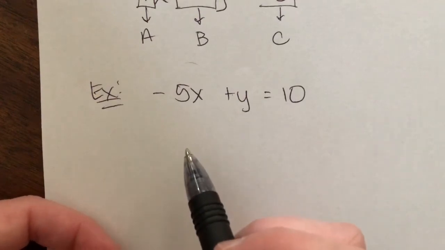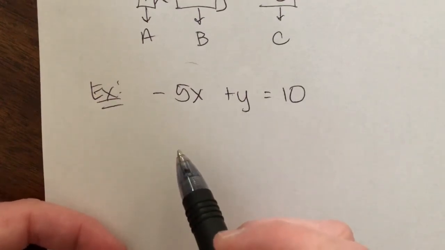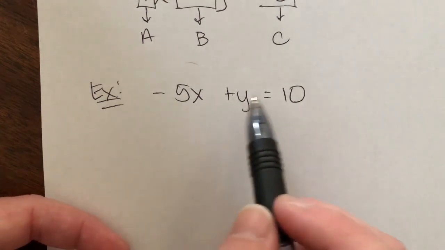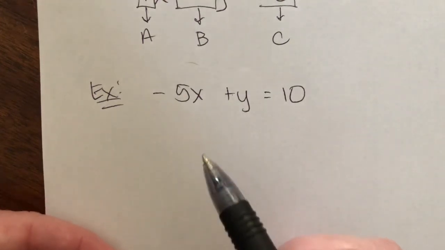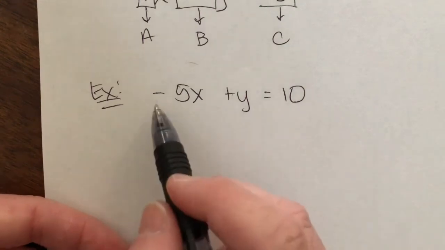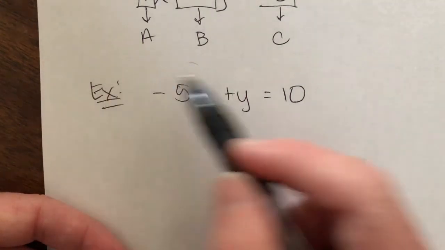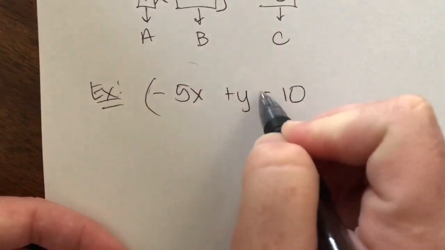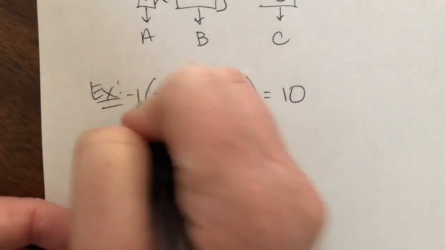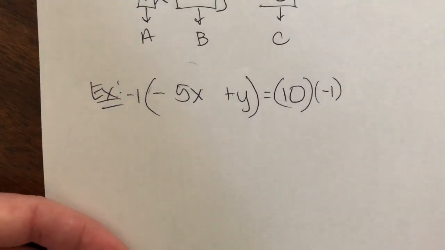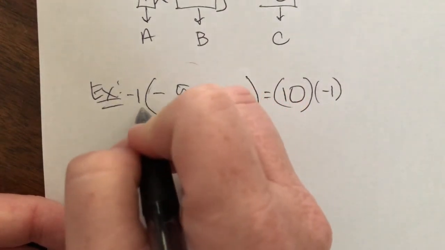So how do I change that? All I'm going to do is to change the sign, and that's it. I'm going to multiply everything by negative 1. Because if I multiply a negative times a negative, it becomes a positive. And whatever I do to this term, I got to do to everything the same way. So I'm going to multiply this whole side by negative 1, and I have to multiply this whole side by negative 1.